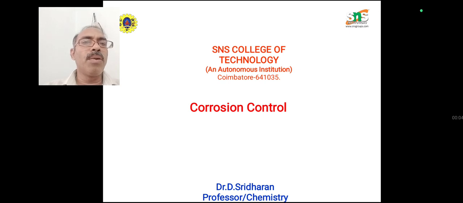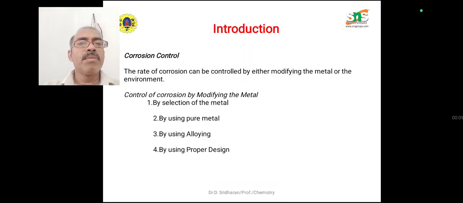In this lecture, we are going to see about corrosion control. The rate of corrosion can be controlled by either modifying the metal or the environment. The factors affecting the rate of corrosion are especially the nature of the metal and the nature of the environment. The control of corrosion by modifying the metal is done by selection of the metal or alloys, by using pure metal, and by using proper design.